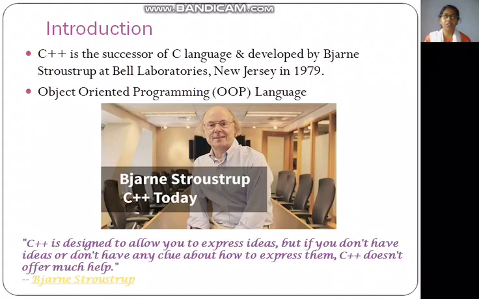It's a really powerful language. A lot of device drivers are developed using this language. Even operating systems are developed using this language. It gives a lot of freedom to a programmer. If you know the C++ language, then you can easily understand Python, Java, C#, and all. So you can treat it as a base language of object-oriented programming.